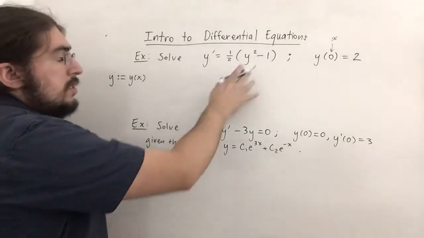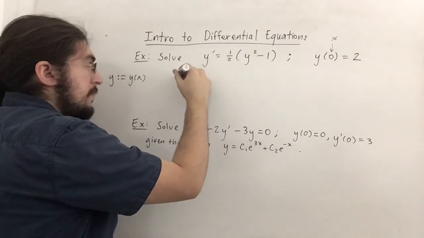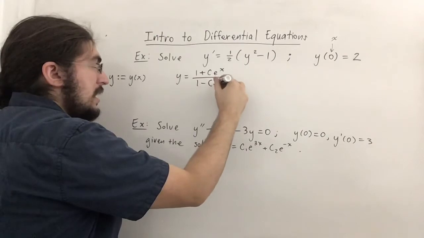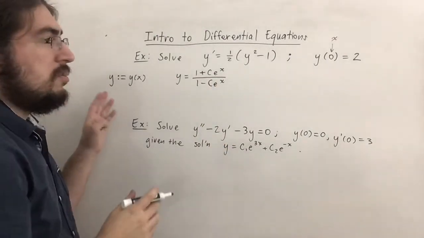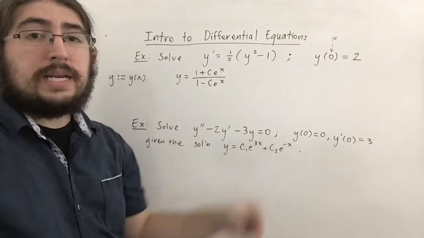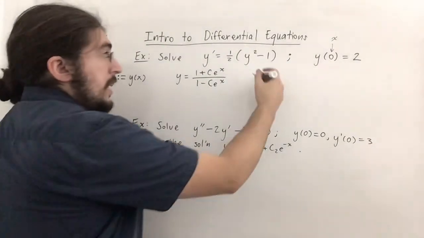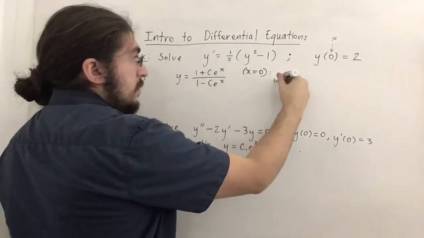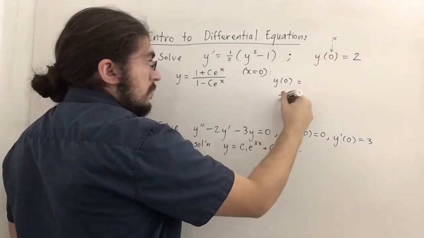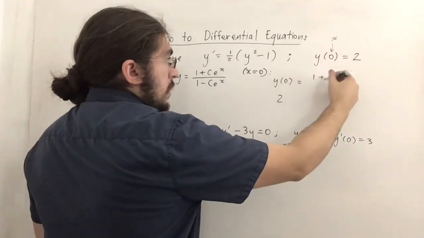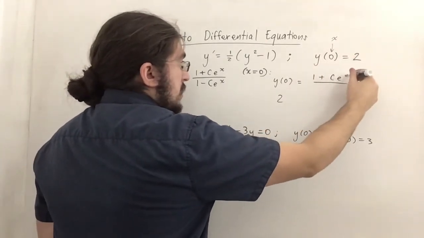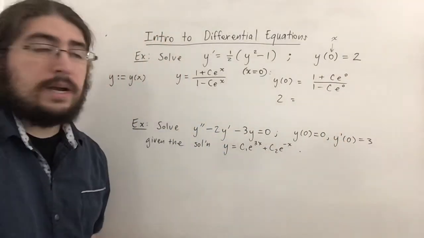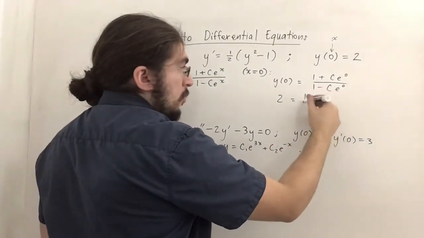But anyways, we actually know the solution to this from the previous example, right? This is 1 plus c e to the x over 1 minus c e to the x. Now, if this is a solution, and we have this initial condition, we can actually solve for this constant c by letting x be equal to 0. So let me just show you, when x is equal to 0, we end up getting y of 0, which is 2, so we'll use that sooner or later, equals 1 plus c e to the 0 over 1 minus c e to the 0. Now, of course, since e to the 0 is 1, this becomes 1 plus c over 1 minus c.